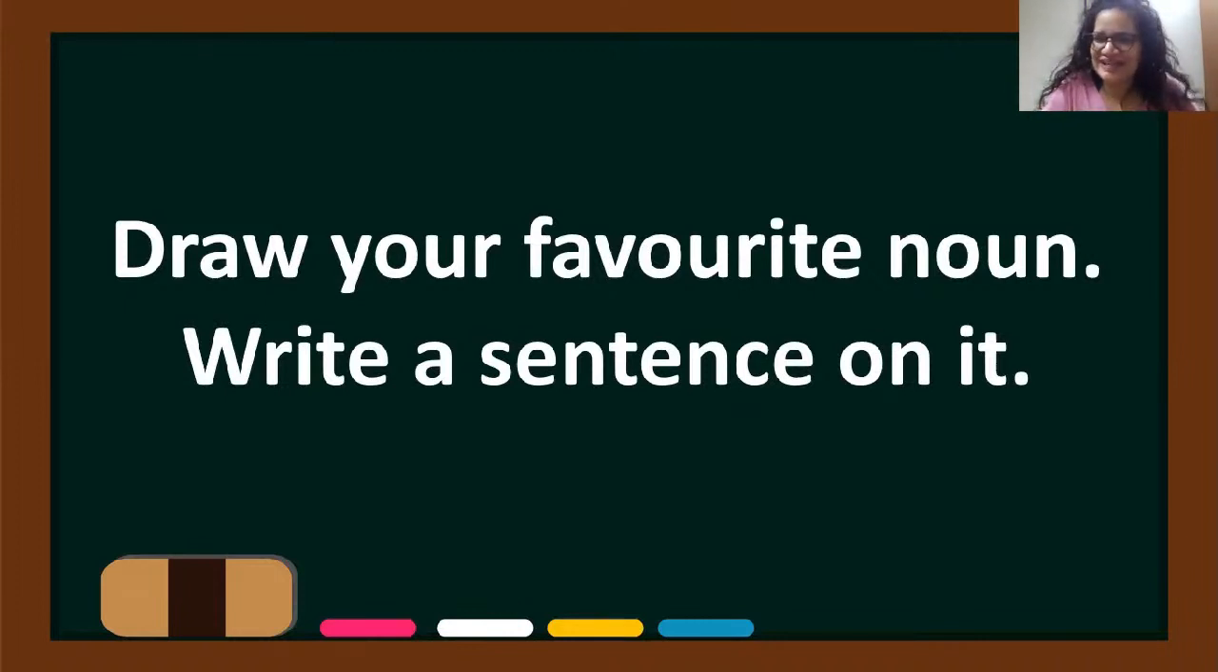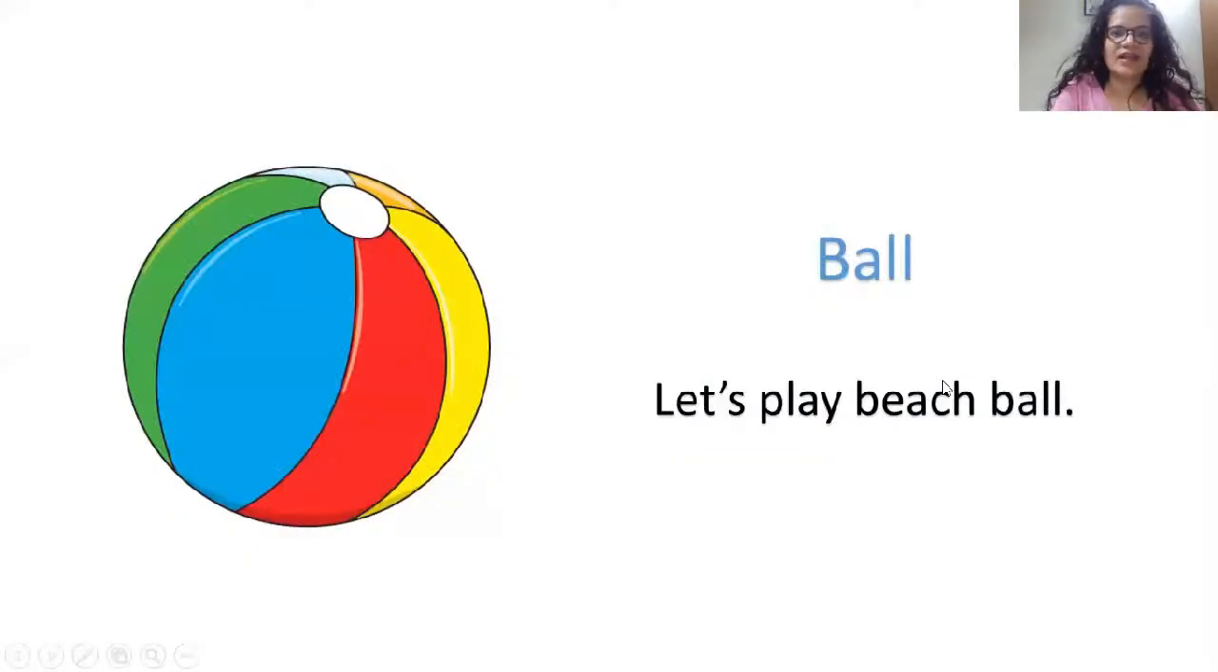Should I give you an easy example? Okay, let's look at an easy example. I drew a ball. Okay, so that's the thing. I really love to play ball. Okay, so I drew a ball. I wrote what it is. It's a ball. And I wrote a sentence on it. Let's play beach ball, because this is a beach ball and I love to go to the beach. So I drew a beach ball and I wrote, let's play beach ball.